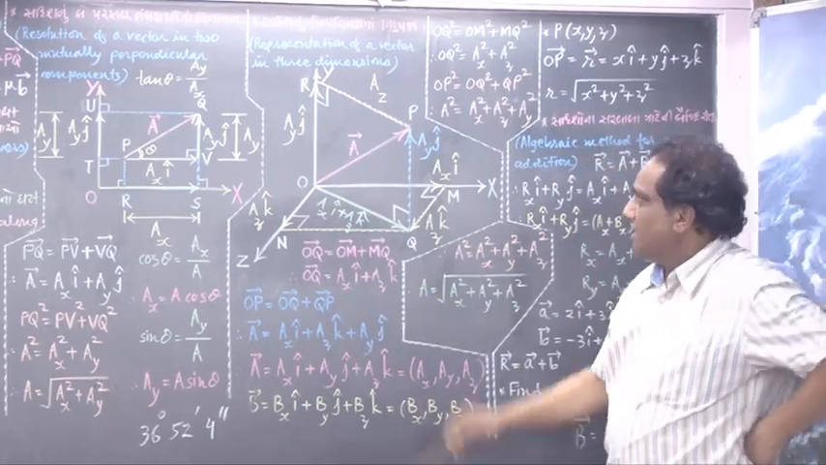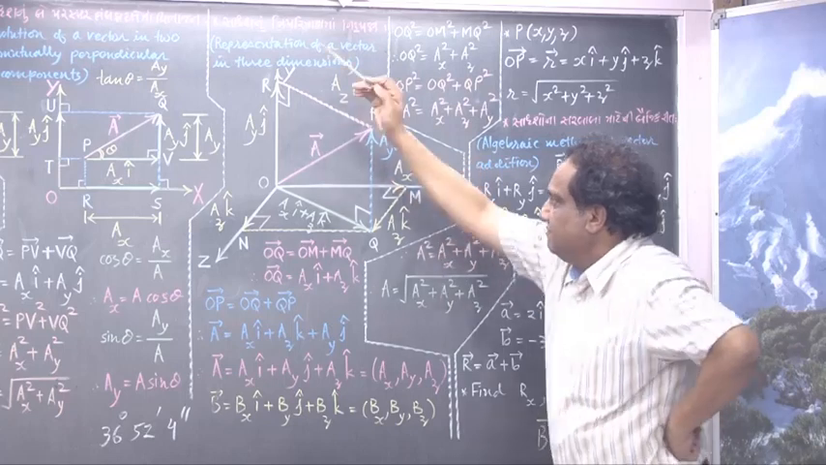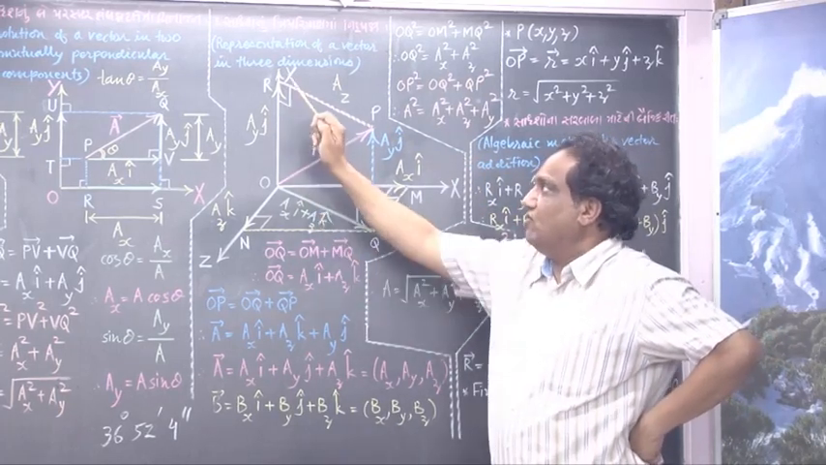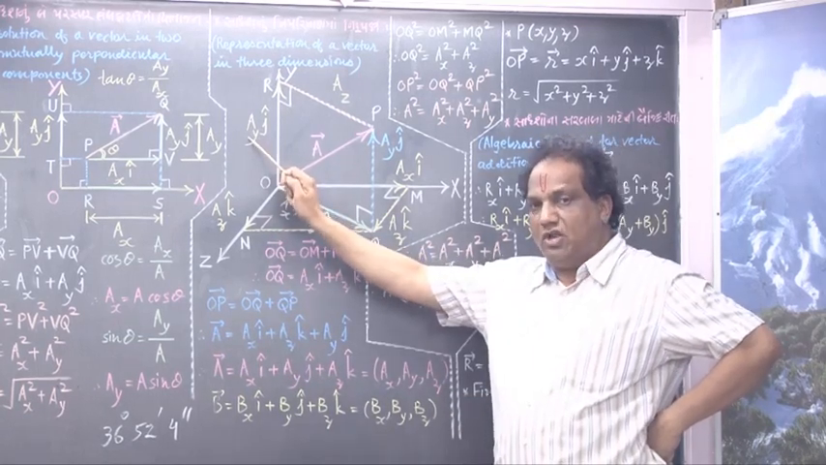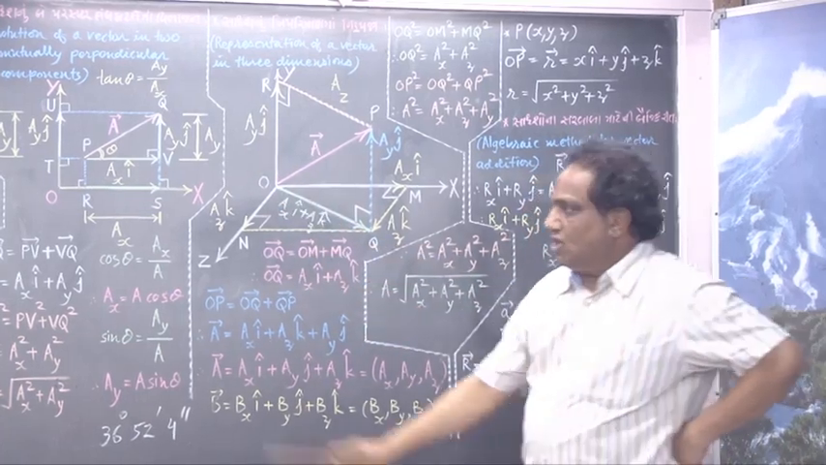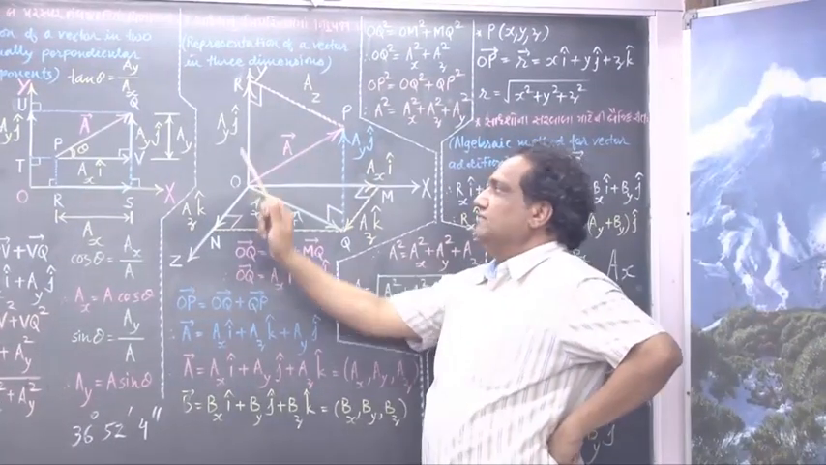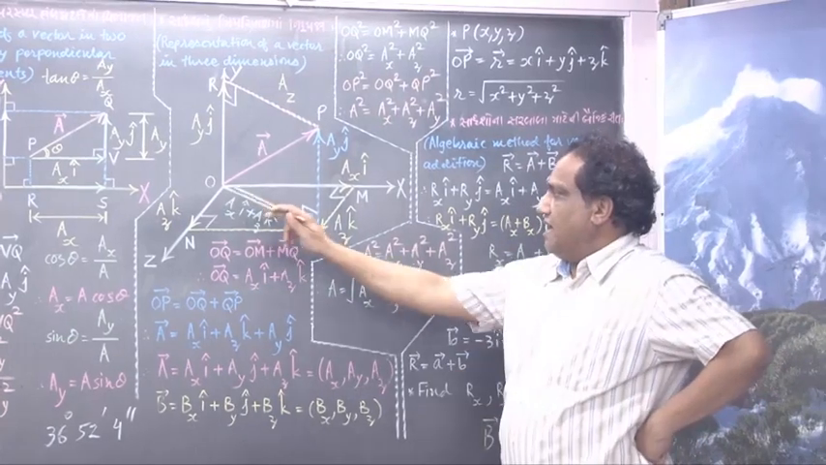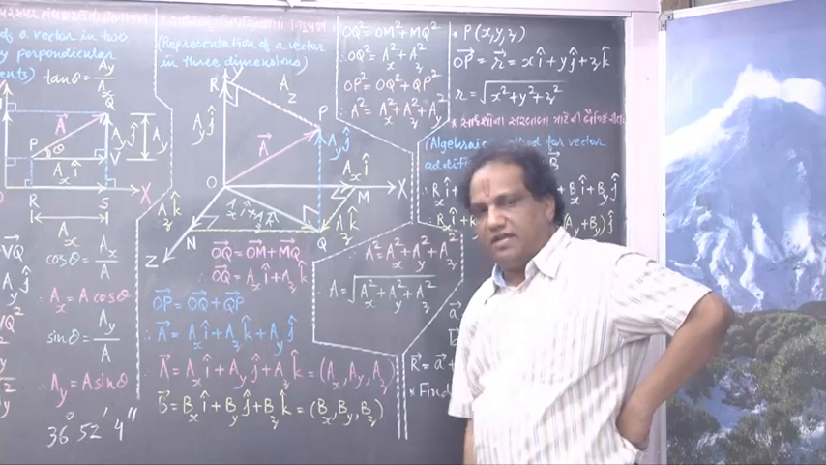Draw one perpendicular from the same head on the y-axis now. When you draw the perpendicular, this is the right angle and this much will give you the y component. Show it by the symbol AY. The vector equals magnitude multiplied by the unit vector along the y-axis. What is it? I should write AY J hat. So AX I hat, AY J hat, AZ K hat.